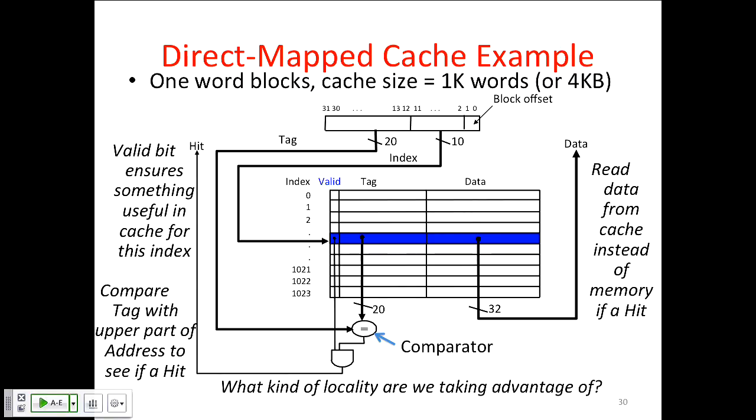So what kind of locality does this cache take advantage of? Temporal locality, right? So if you hit the same word repeatedly, it's going to be in this cache, and you won't have to go to main memory.